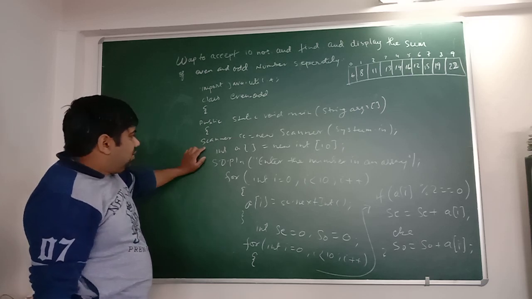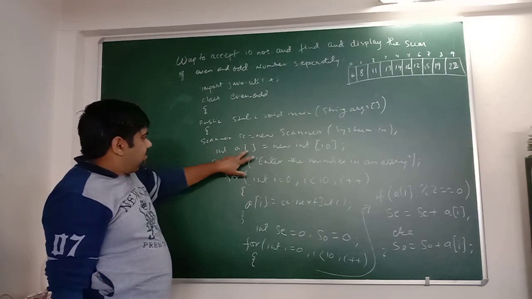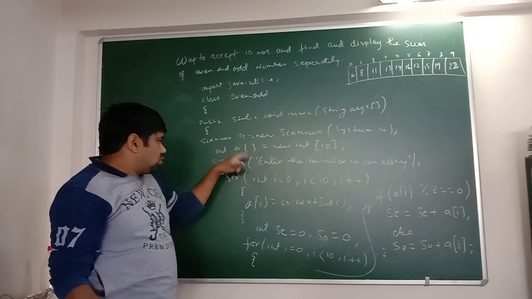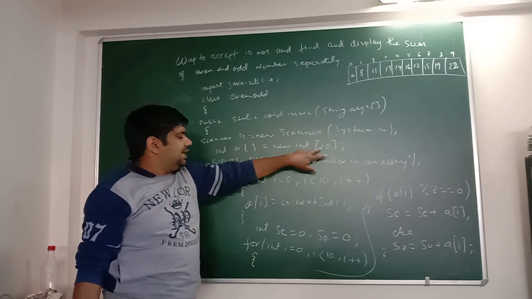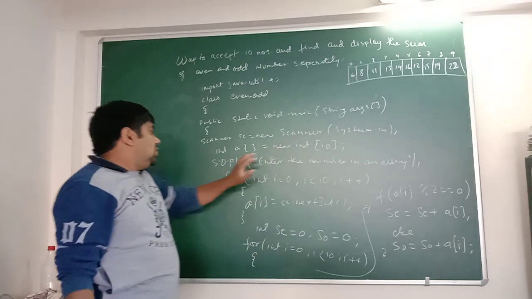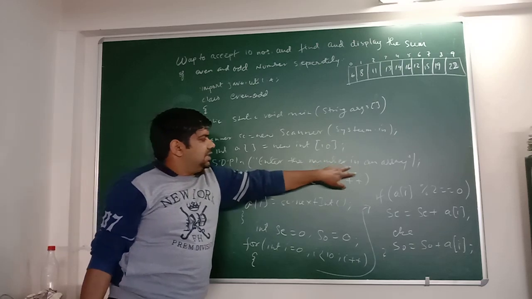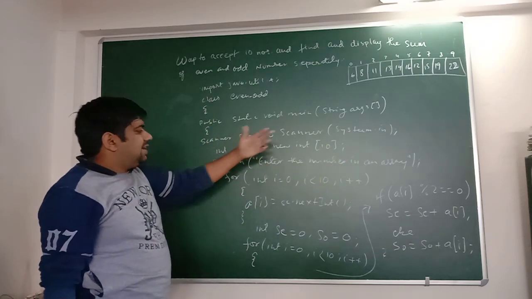Here we are declaring an array, int a. As I said, it is written within square brackets, equals new int[10]. So the size is written here, 10. Then System.out.println("Enter the numbers in the array"). We have to enter 10 numbers in the array.